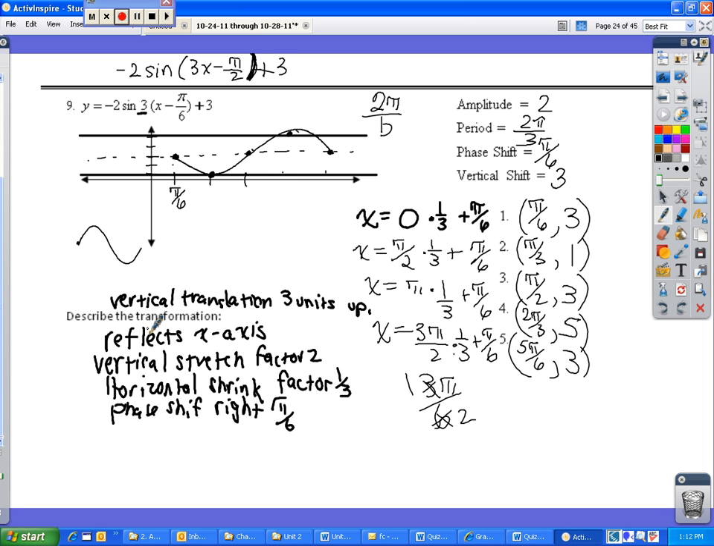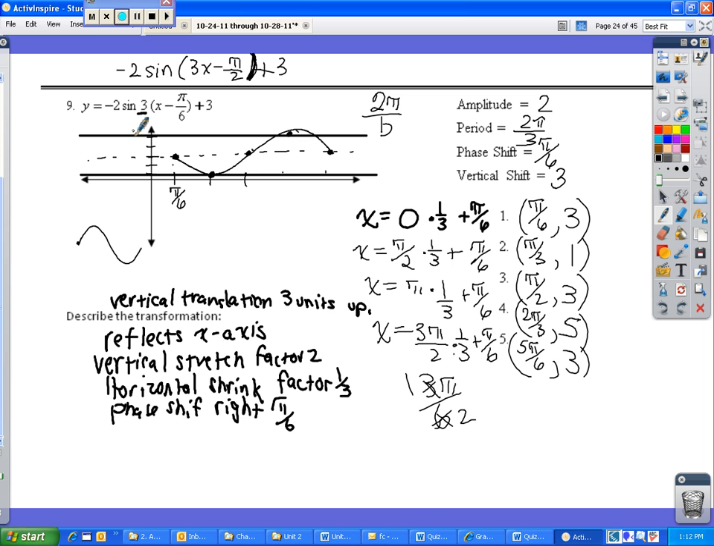So all in all, your transformation is a vertical translation up 3 units. It's reflected over the x-axis from the negative. It's a vertical stretch by a factor of 2. It's a horizontal shrink by a factor of 1/3. And it's a phase shift right pi over 6. Okay? So these 5 things are actually applied to this graph.